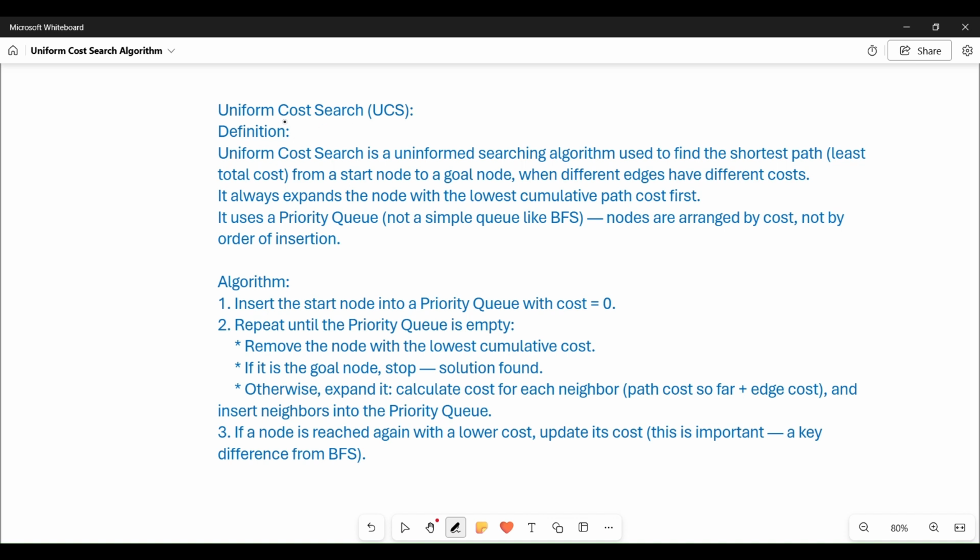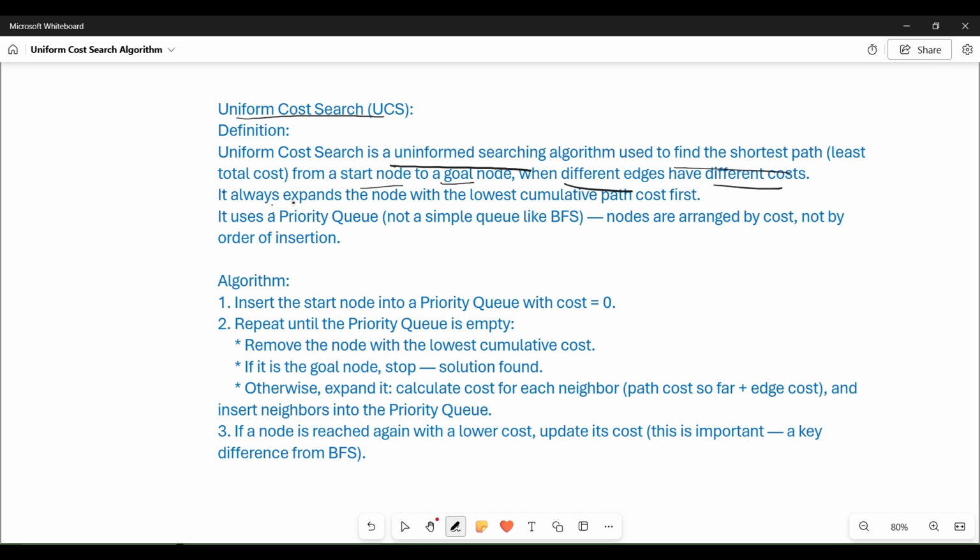Today we are going to discuss the topic Uniform Cost Search, UCS. Uniform Cost Search is an uninformed search algorithm used to find the shortest path from the start node to the goal node or end node. Unlike breadth first search, where breadth first search uses a uniform cost for all the edges, here different edges use different costs.